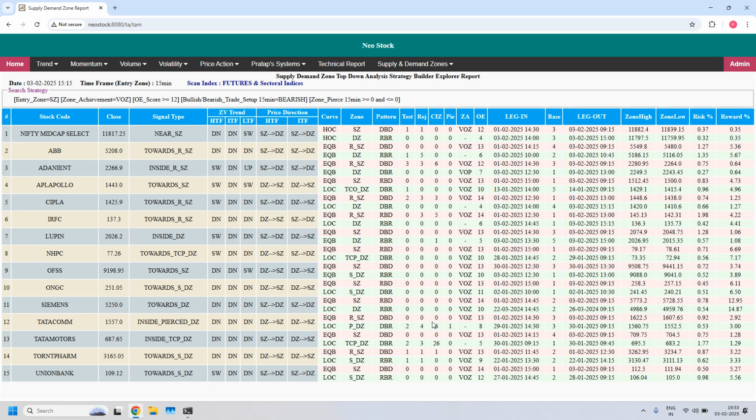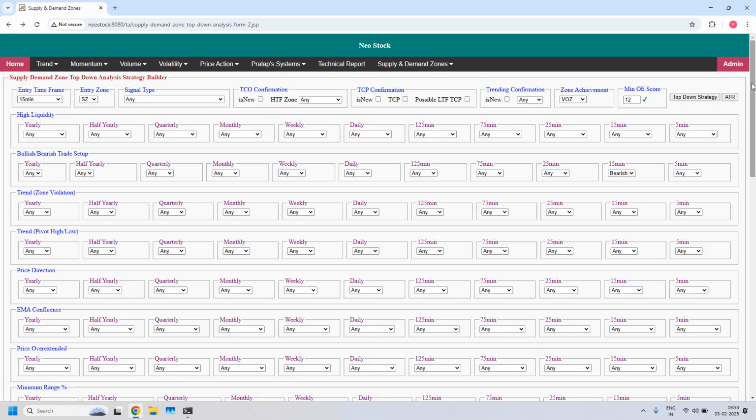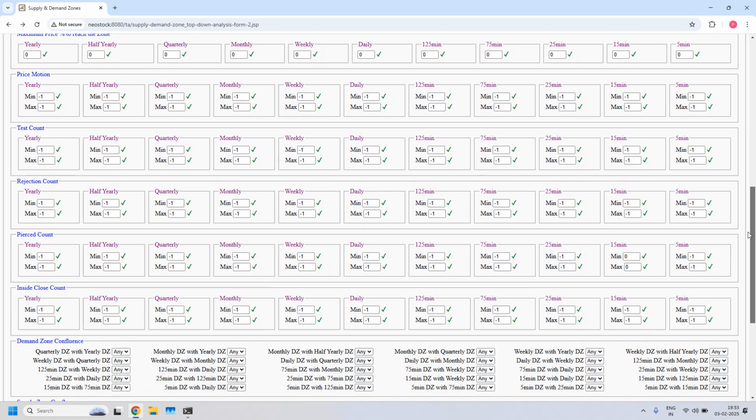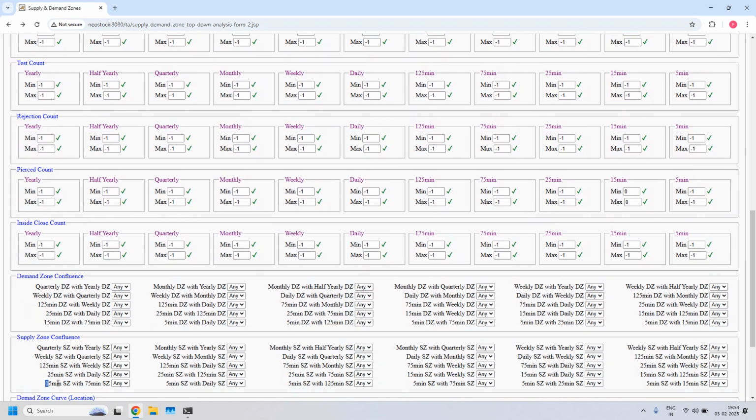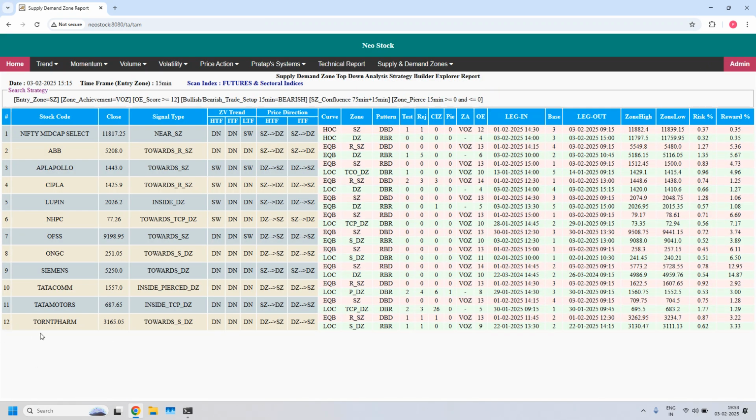Okay, out of these 15 minute supply zone, some of these stocks are already high liquidity zones. Even then we can further filter based on the LTF and ITF supply zone confluence, that is 15 minute supply zone with 75 minute supply zone confluence. I am enabling that filter. So with this filter, now the list has come down to 12 stocks. In these 12 stocks, these 15 minute supply zones are overlapped with 75 minute supply zones. And the 75 minutes trend is down in all these stocks.